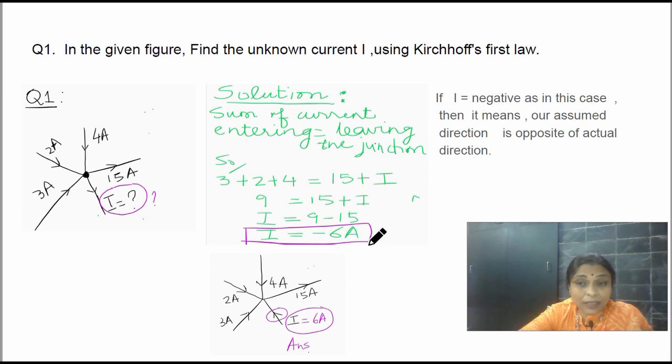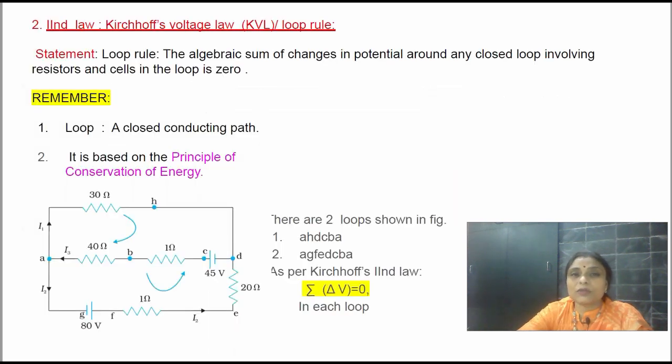Now what do you mean by the minus sign? You don't put a minus sign on the current. Minus means the direction. It means the direction is not this way, but the opposite way. So if I is negative, as in this case, then it means our assumed direction is opposite to the actual direction. It only means this, nothing else. The value remains the same. So remember, first law: sum of currents entering is equal to sum of currents leaving, or summation I equals 0. Let's move on now to the second law.